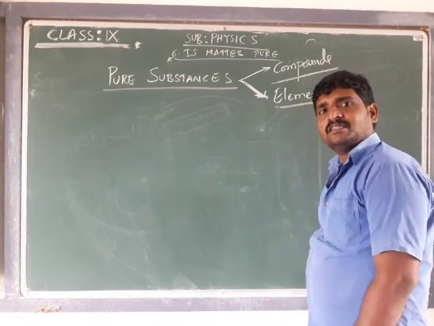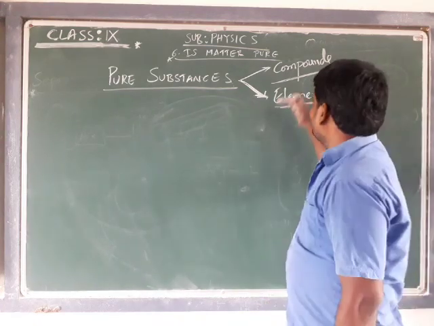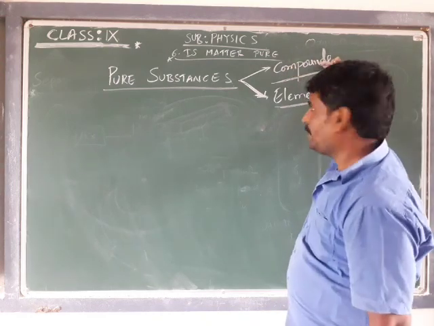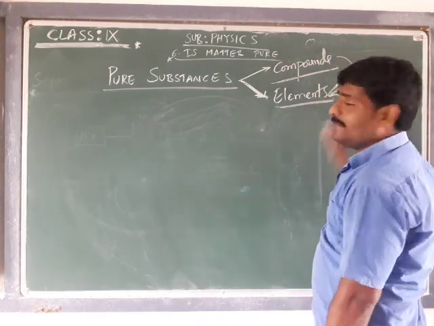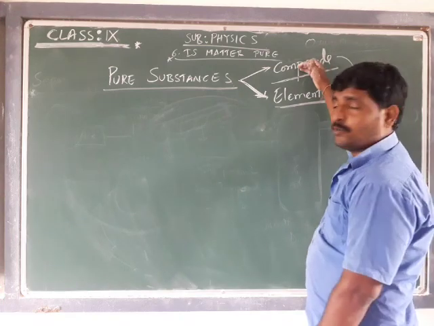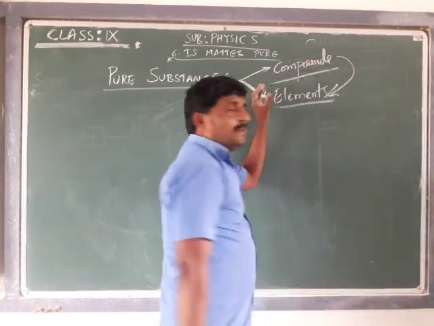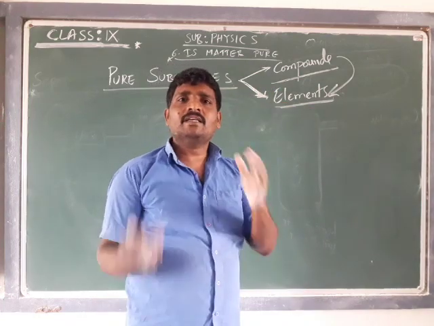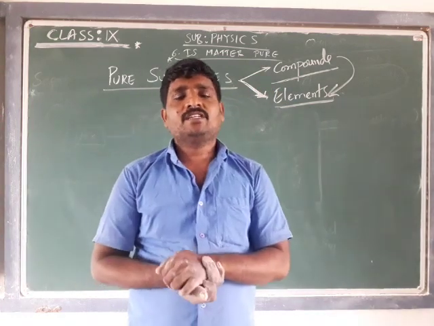Now compounds are substances which are chemically bonded. If two or more elements chemically bond, that becomes a compound. Before discussing compounds, we will discuss what an element is, and then we can understand what a compound is. An element is a basic substance of chemistry.